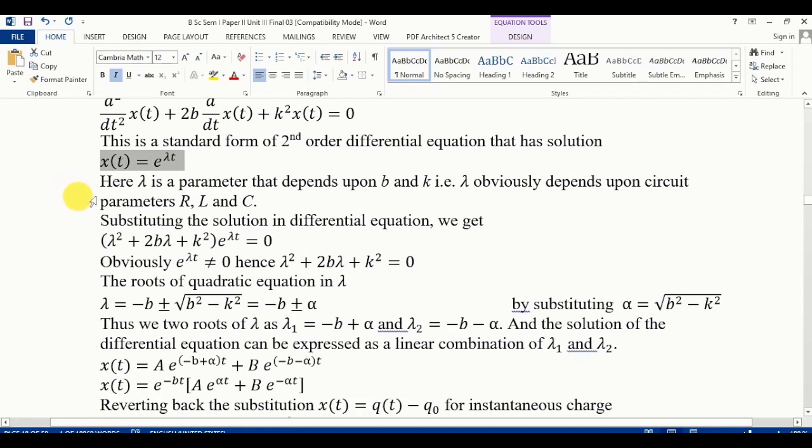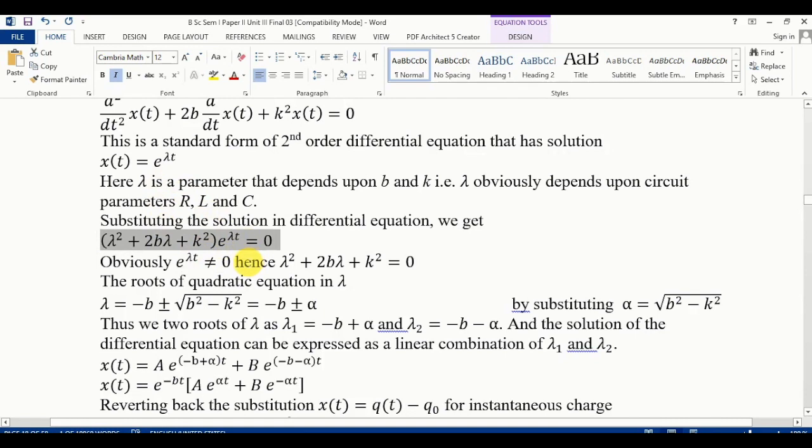Now, as this is a solution, it should necessarily satisfy the basic equation. So we shall substitute x of t equal to e to the power lambda t. If you find the second derivative, it will be lambda square times this exponential function. So when you perform that, we get this equation. Here in the bracket, we have a quadratic equation in terms of lambda multiplied by the solution e to the power lambda t.